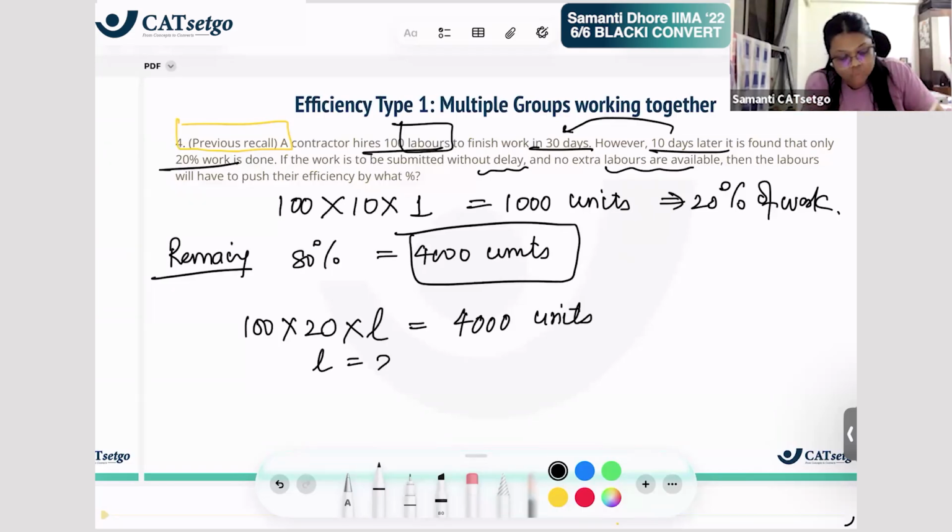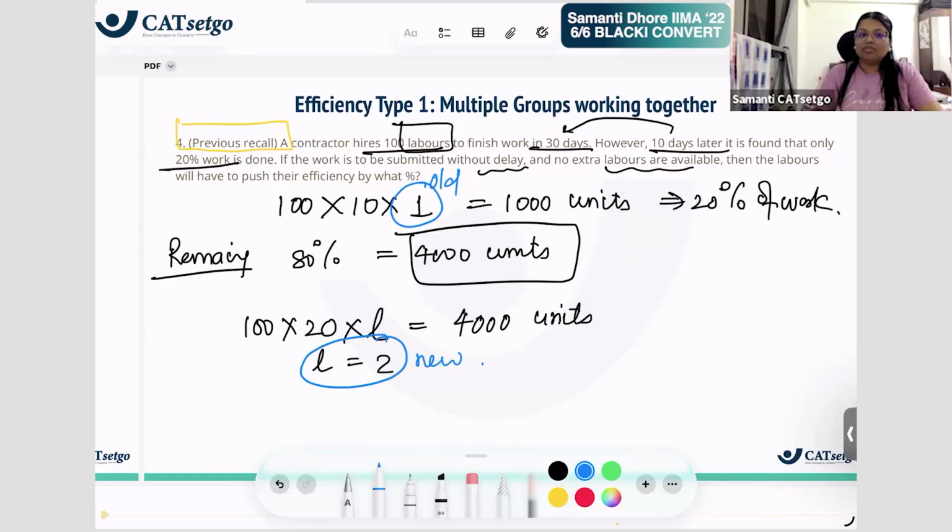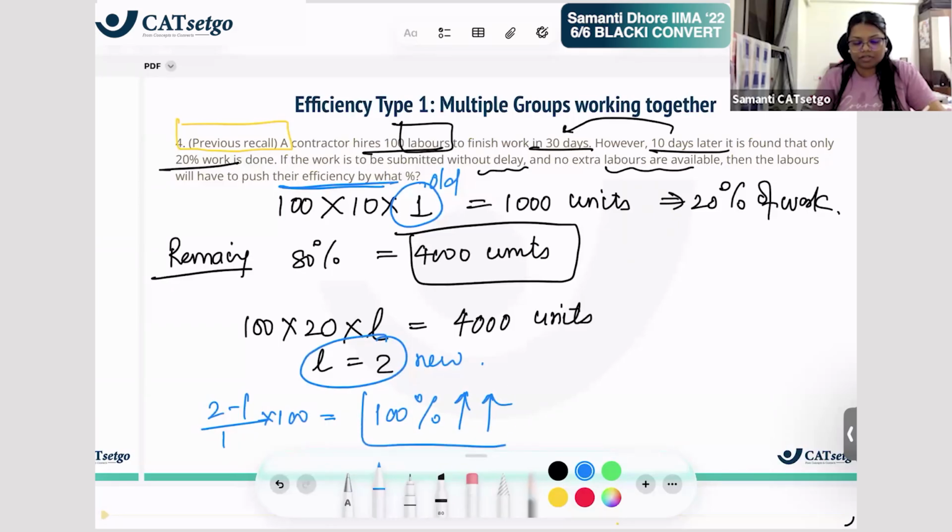So then L की value कितनी आ रही है? 2. So basically, originally, the old efficiency with which they were working was 1, and now new efficiency that they'll need is 2, right? So basically, they'll have to push their efficiency by what percent? They'll have to double it, right? New value minus old value upon old value into 100, मतलब 100% increase करनी पड़ेगी उनकी efficiency.